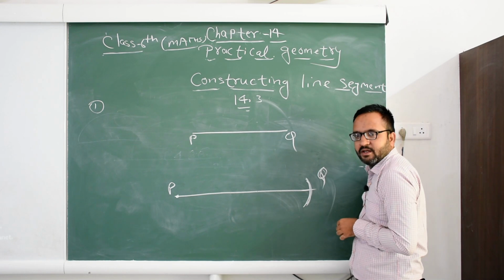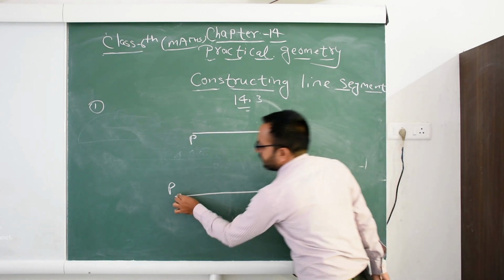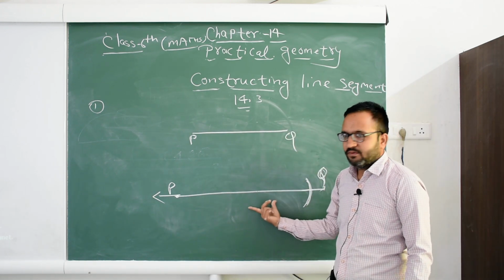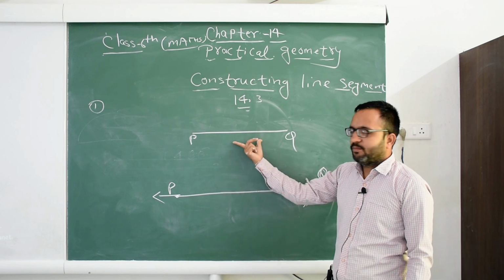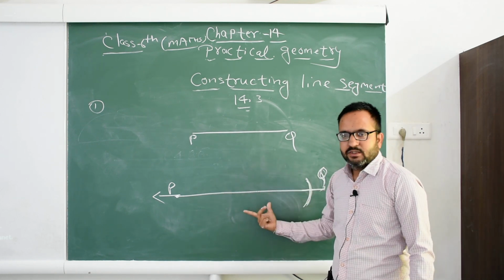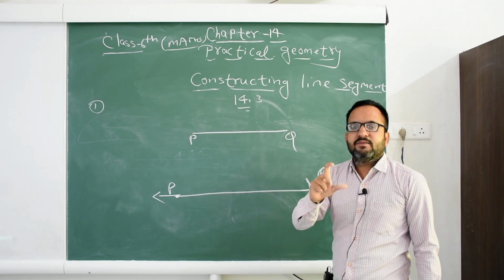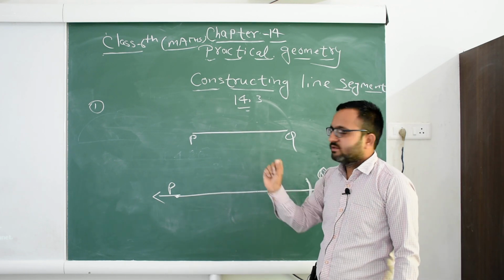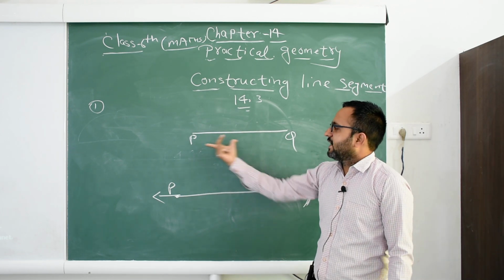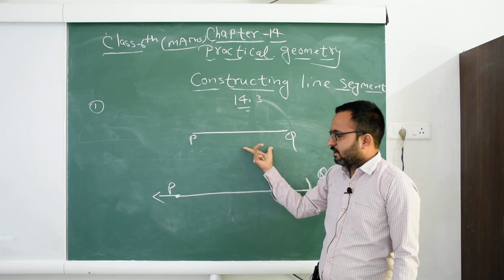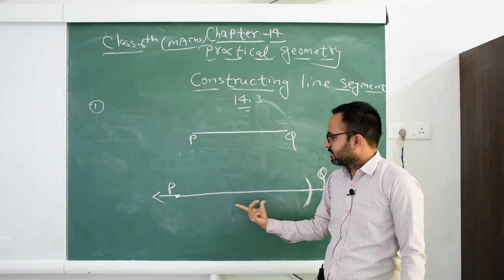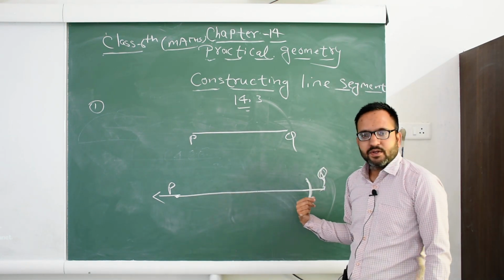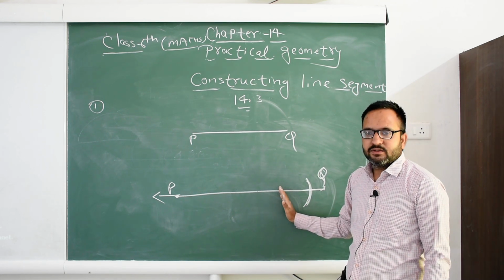Now we join P and Q. So this is your required line segment. This PQ and the original PQ will be the same size. So this is the procedure without measuring. We use only the compass, not any ruler. With the help of the compass, we open it, cut an arc, and join P and Q. So this is the question number 1 solution.